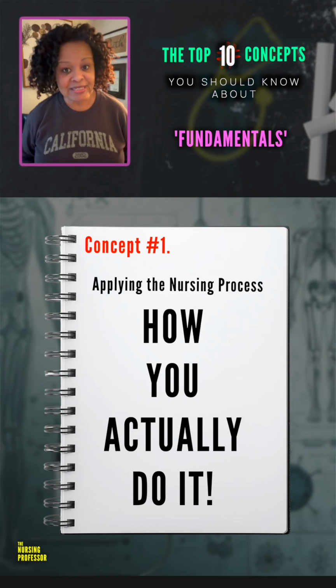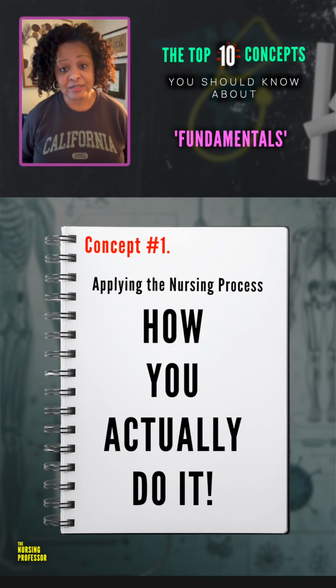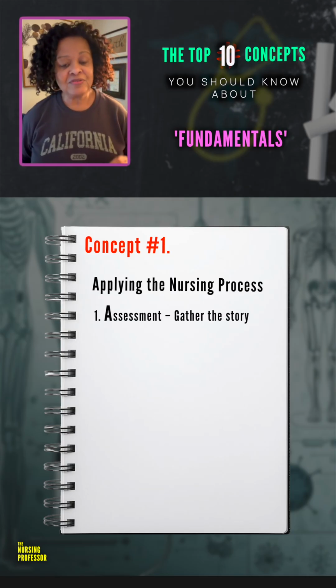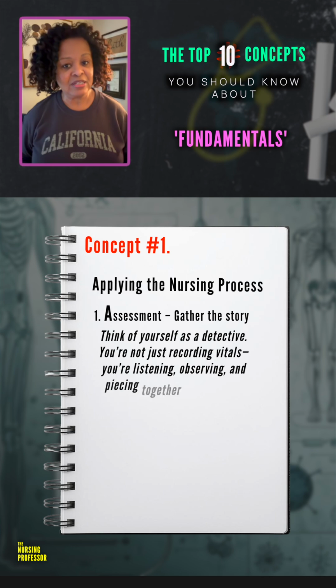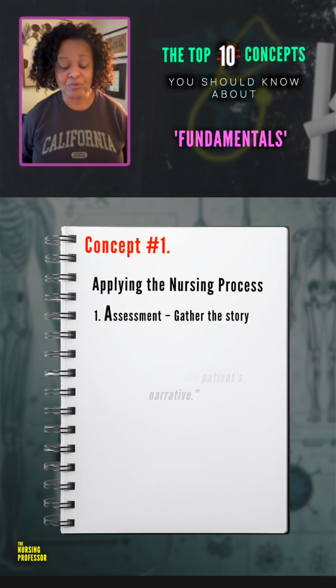So let me give you a quick example. You have a patient that comes into the hospital. They're newly diagnosed with diabetes. So you do your assessment. So A is for assessment. You do your assessment, you get the vital signs, blood glucose, subjective, objective information. All right, so based on that, then you come up with your diagnosis.